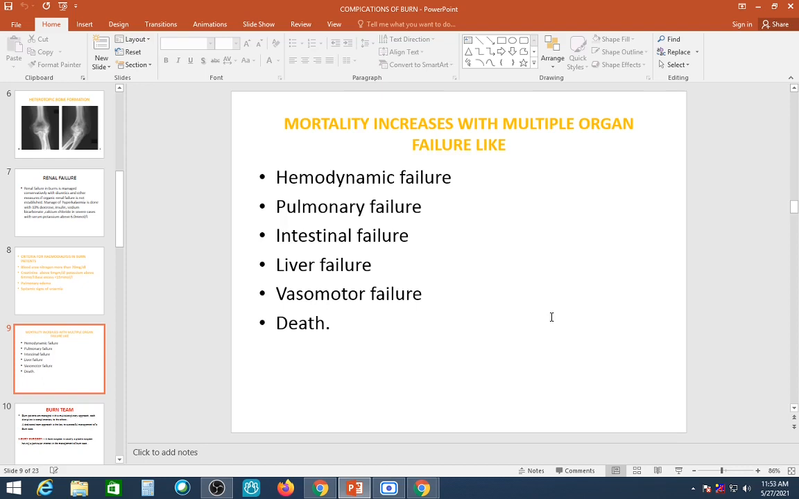So what we have to do: first we infuse crystalloid, second the colloid, then after the colloid we check the blood CBC to see whether we need to transfuse blood or not. We have to know the physiological change is hemodynamic failure. If we take care in time, those things can be prevented. Then pulmonary failure, which we just discussed with hemodialysis, is a high chance. Then intestinal failure, liver failure, vasomotor failure, and the patient can lead to death.